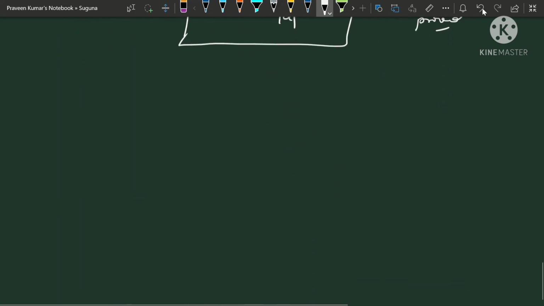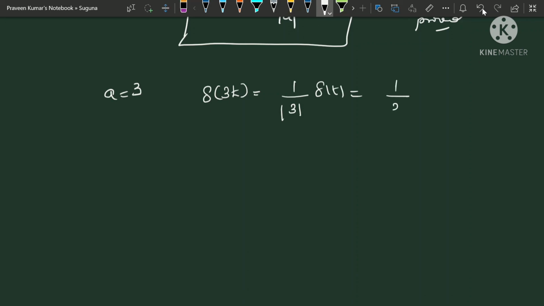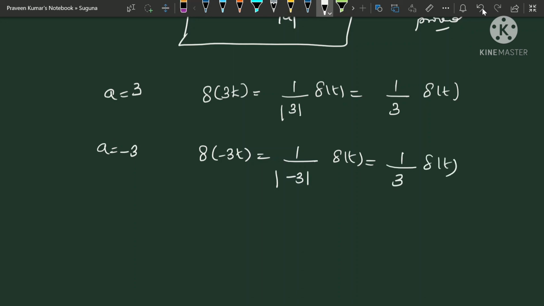For example, for your understanding, I am taking a is equal to 3. What is delta of 3t? It is equal to 1 by modulus of 3 delta of t, that is 1 by 3 delta of t. Now I am taking a is minus 3. Delta of minus 3t is equal to 1 by modulus of minus 3 delta of t, and 1 by modulus of minus 3 is 1 by 3 delta of t. When a is positive you get 1 by 3 delta of t, and when a is negative you get the same. So we can write delta of 3t is equal to delta of minus 3t.